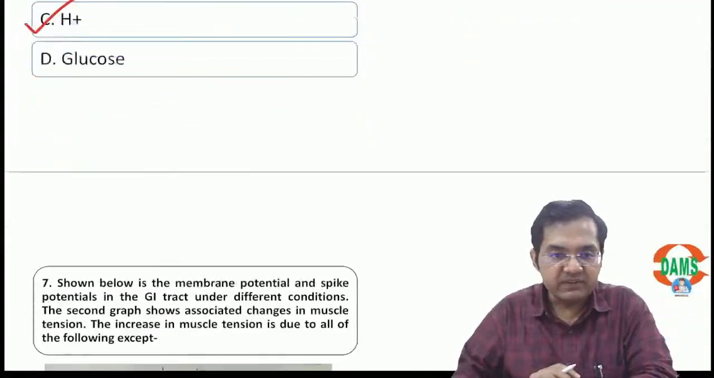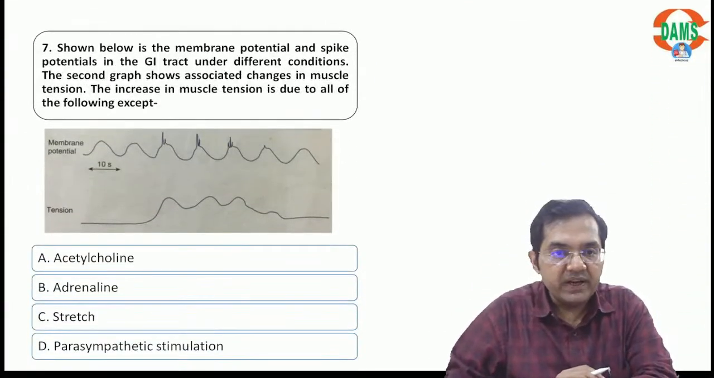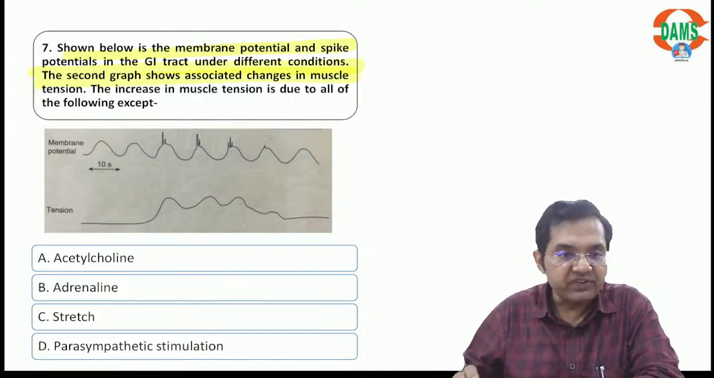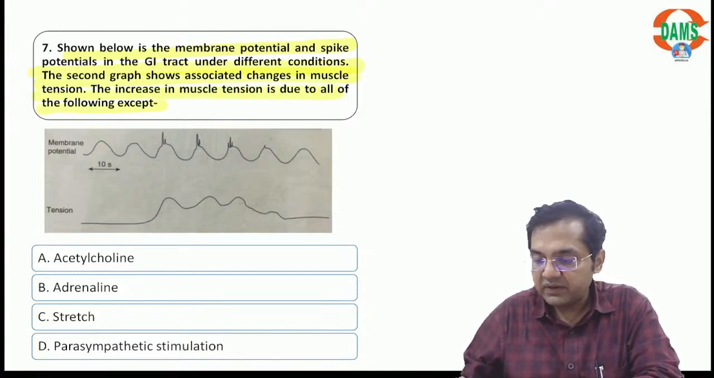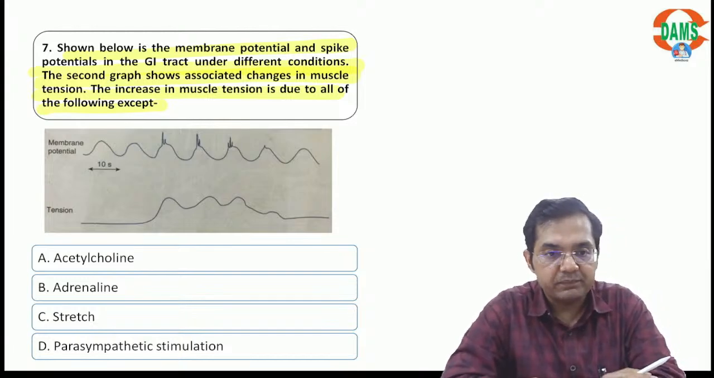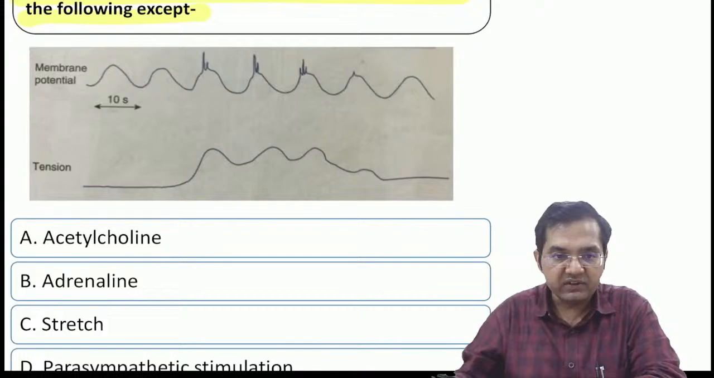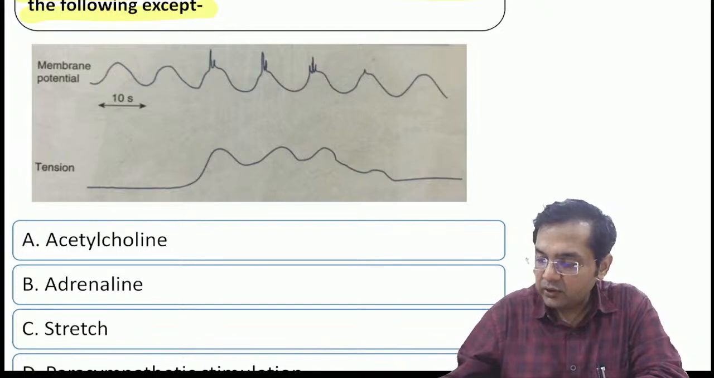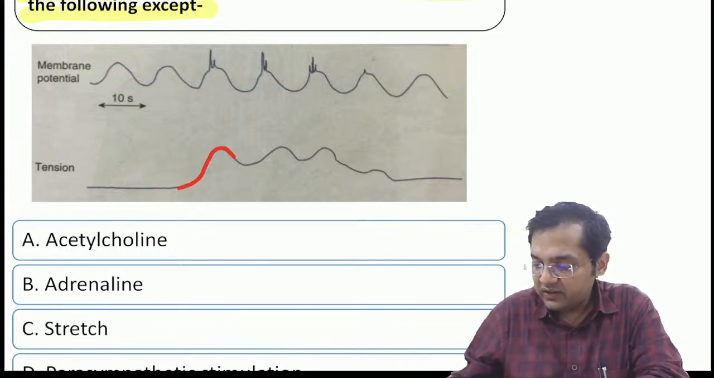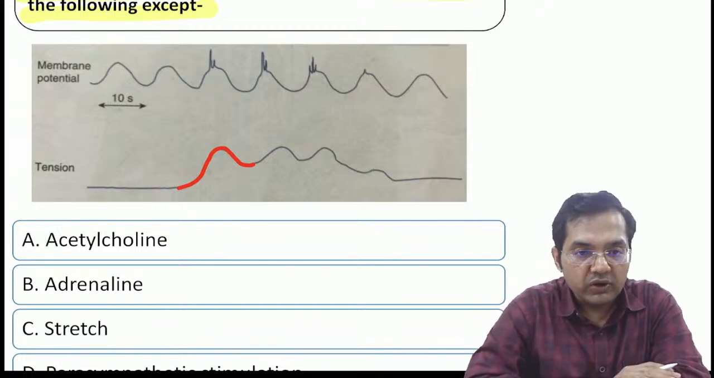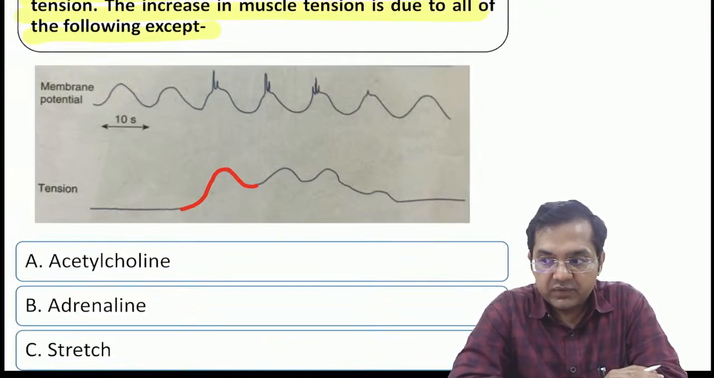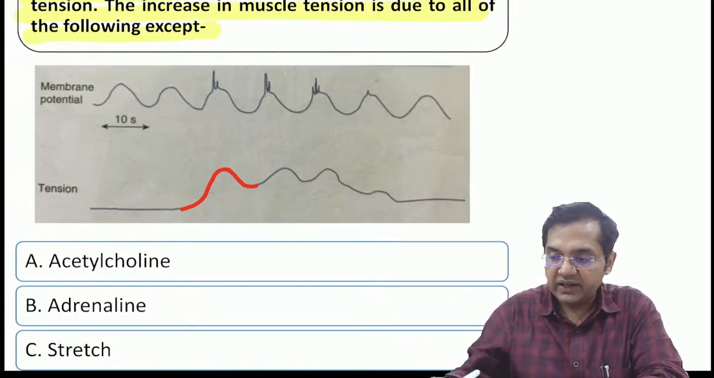Moving on to question number 7 now. Shown below is the membrane potential and the spike potential in the GI tract. This is again a very interesting question and difficult one as well. The second graph shows changes in the muscle tension. Increase in the muscle tension is due to all of the following except, please see the question, let me zoom the figure for you. What we are seeing is that the tension of the gastrointestinal recording is increasing. So who causes increase in the tension, right? So which things are stimulatory in the GIT? That is the question, right?